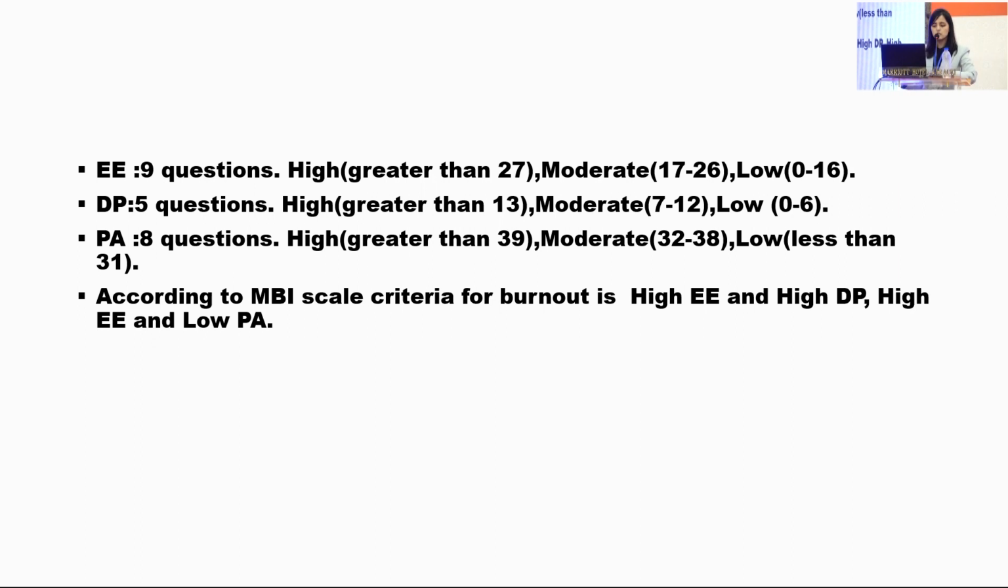So the emotional exhaustion part consists of 9 questions. Those who score greater than 27 will be considered high. Moderate is between 17 to 26, and low from 0 to 16.